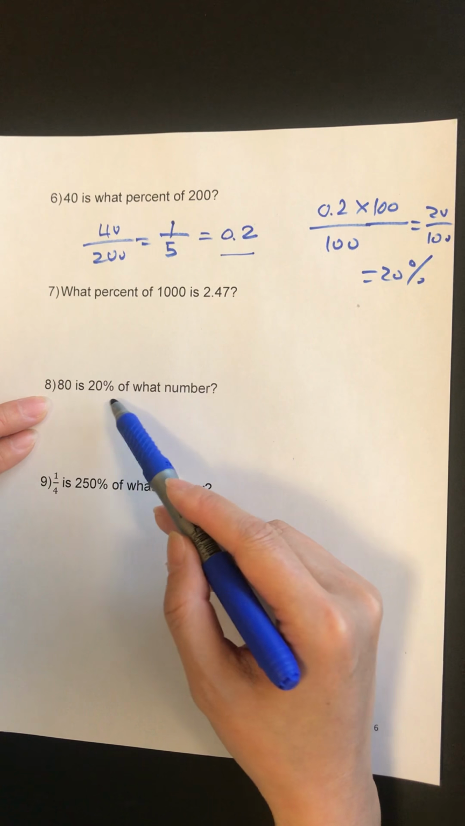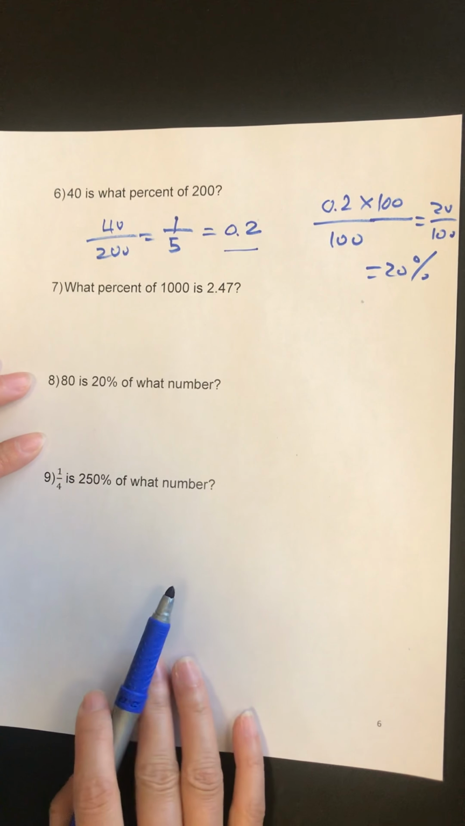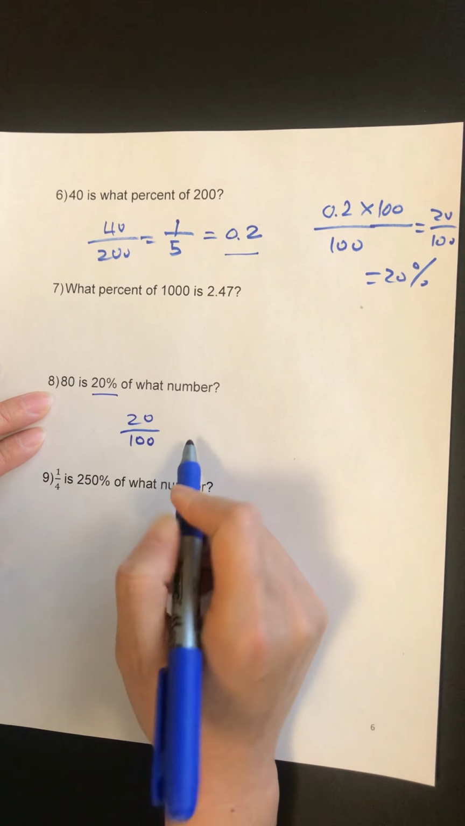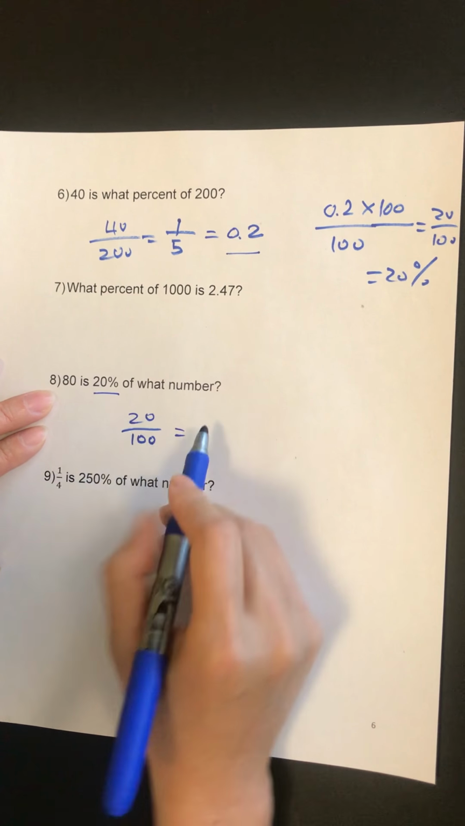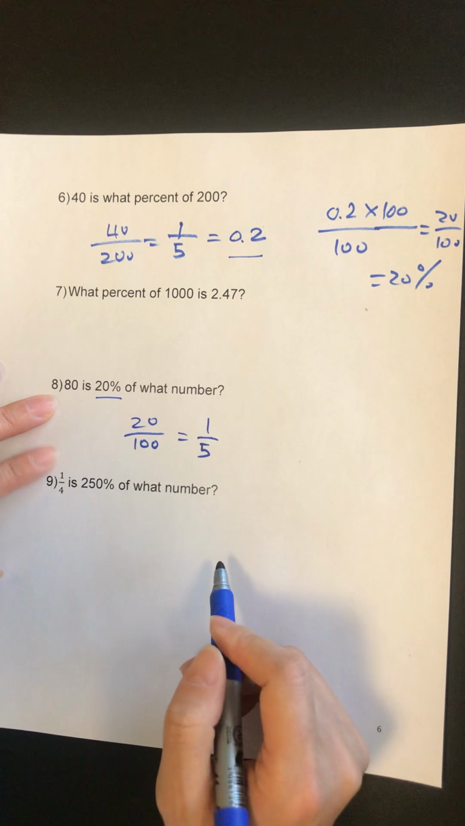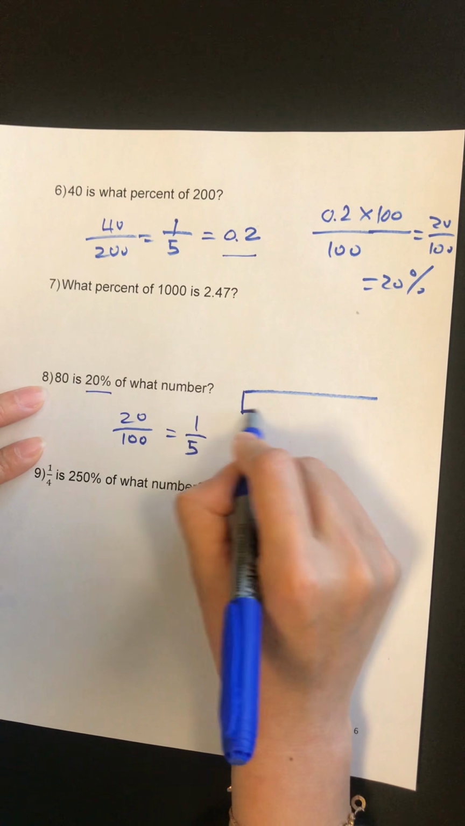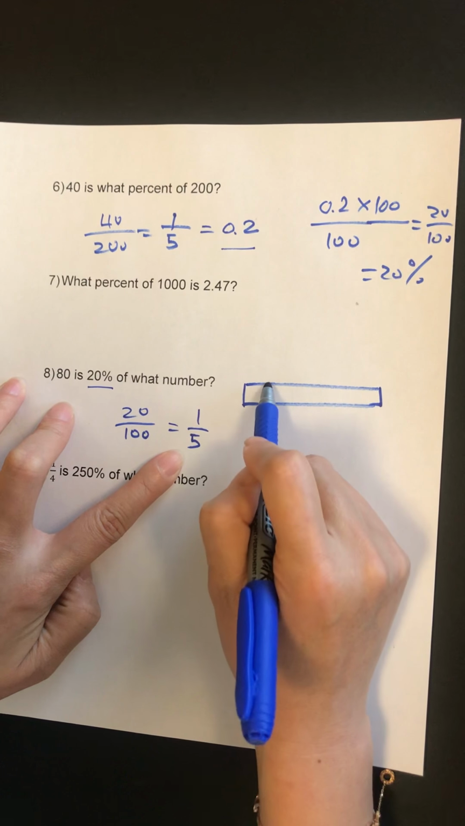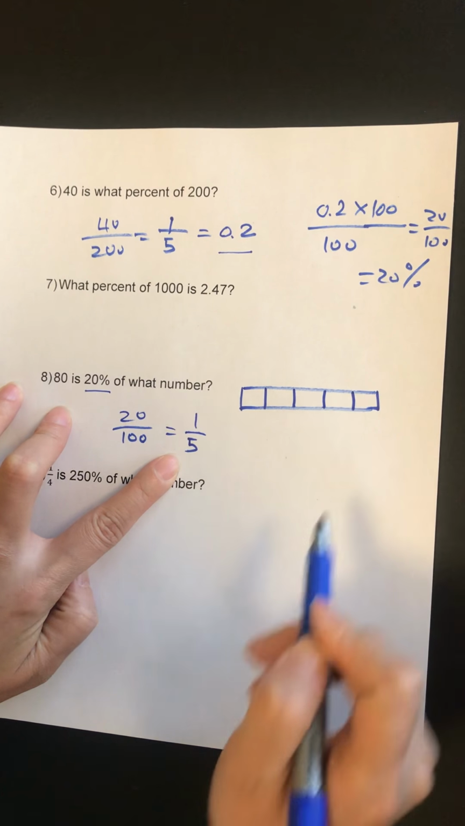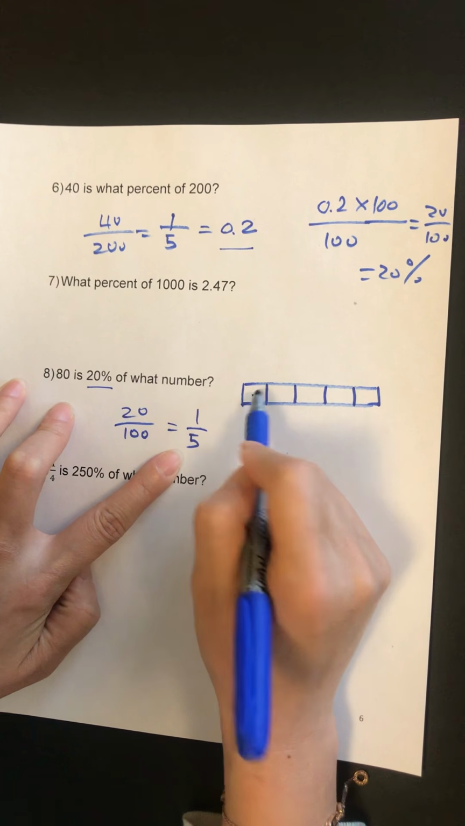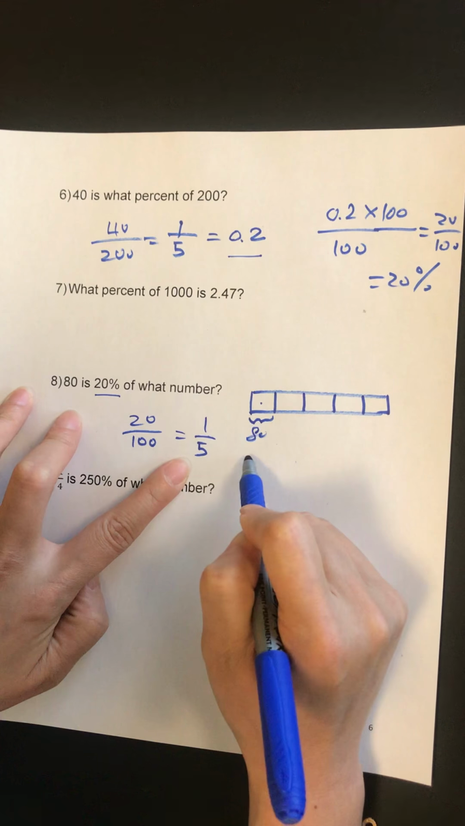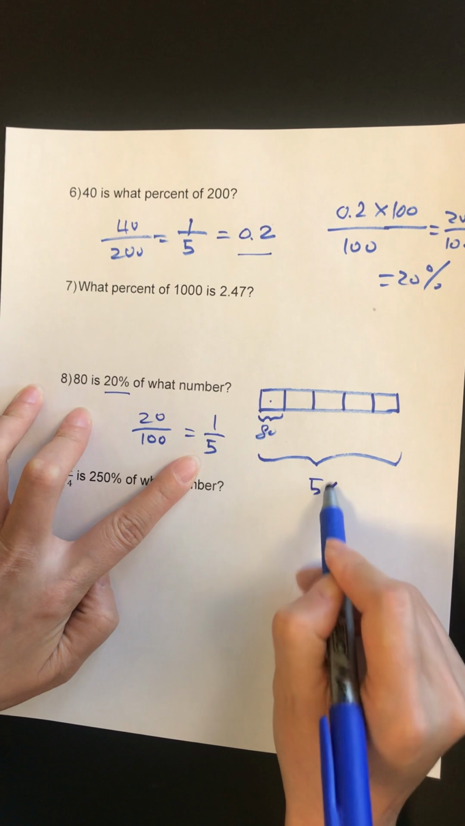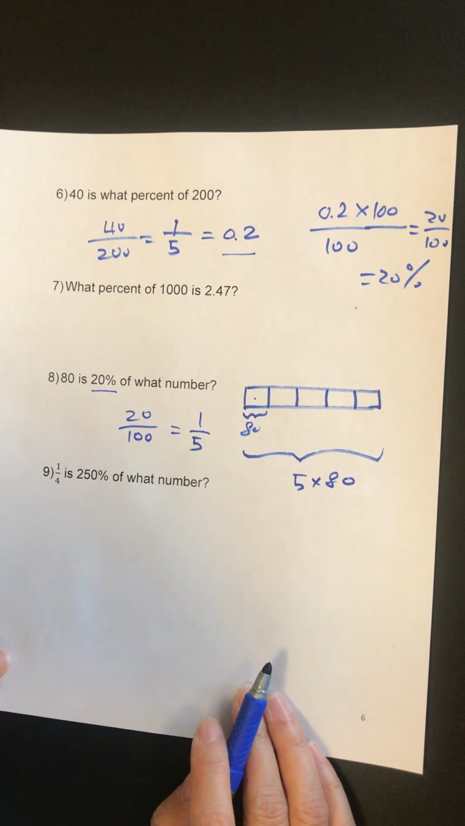80 is 20% of what number? Okay, so 20% is 20 over 100. So basically, this is 1 over 5. If we draw the diagram, the graphical form, 1 over 5, you divide something into 5 different parts, and one of them represents 80. So 1 unit is 80. You have 5 units, so the total is 5 multiplied by 80.